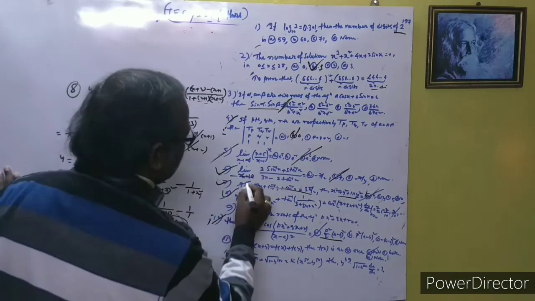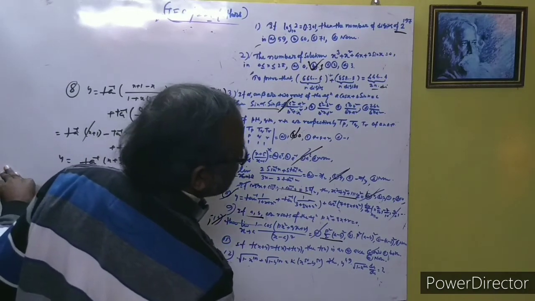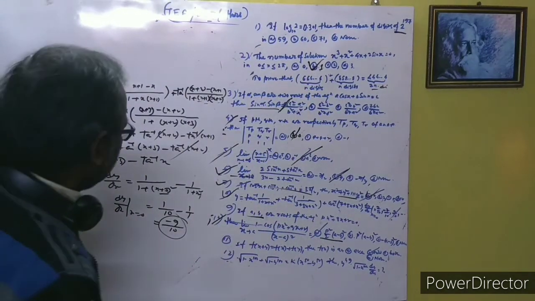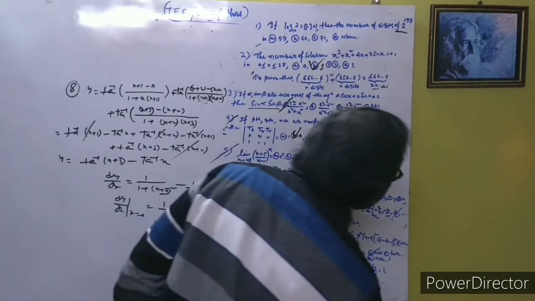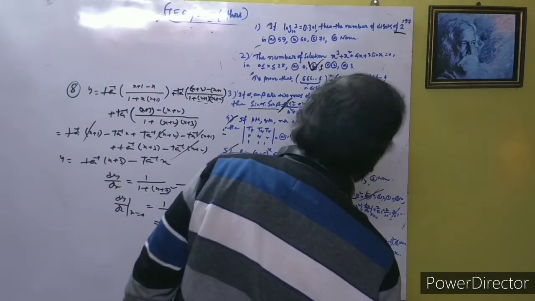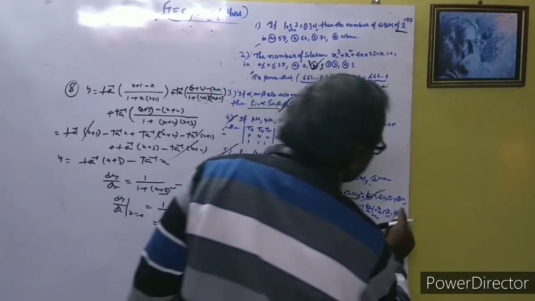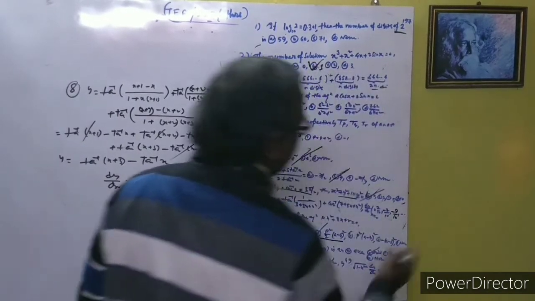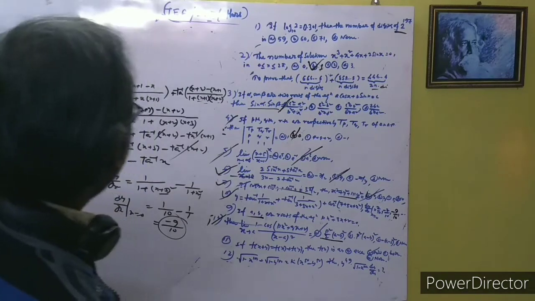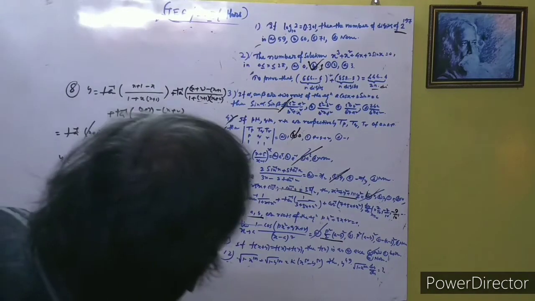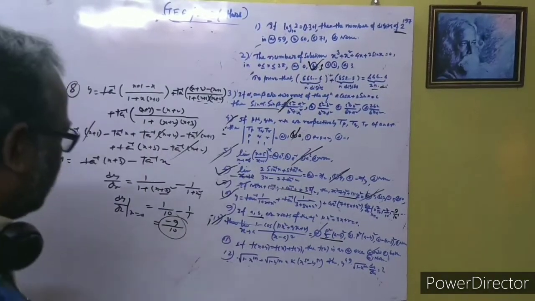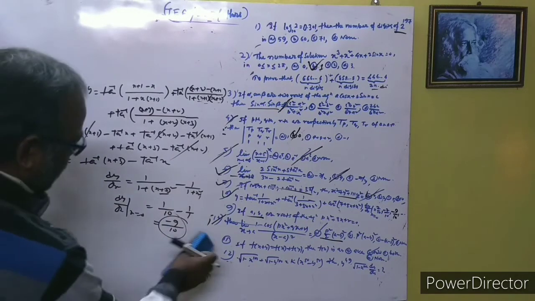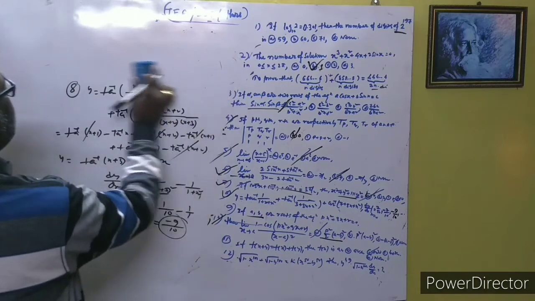This is your solution, minus 9 by 10. Okay, see carefully. Very interesting question. We have done 9 in the previous solution. Now follow question number 11.